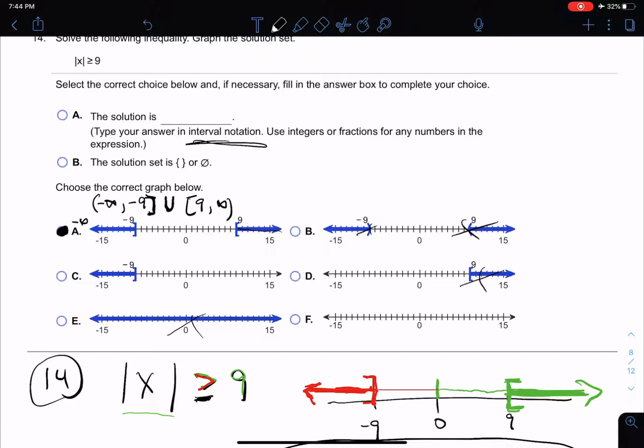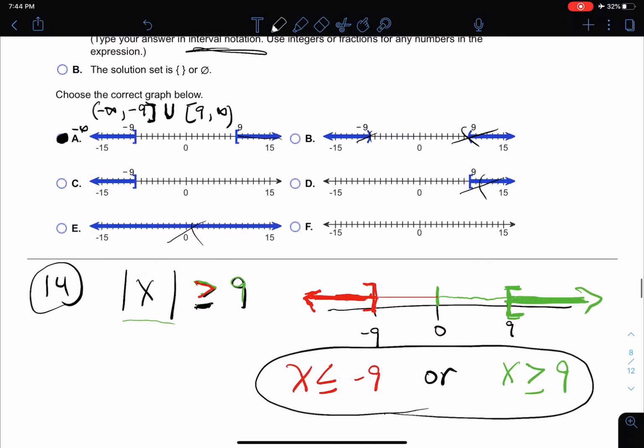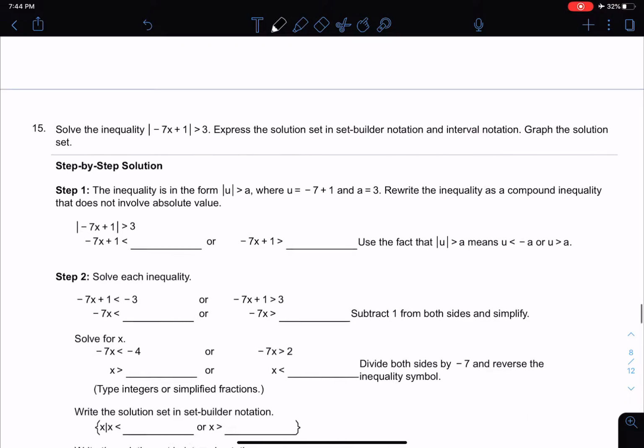There's the answer, and that should go right here. I don't know why I feel like I've got to write it again. Open, negative infinity, closed at negative 9, union, and then it starts back up at 9 and goes forever to positive infinity. And that finishes number 14. Let's move on to number 15.